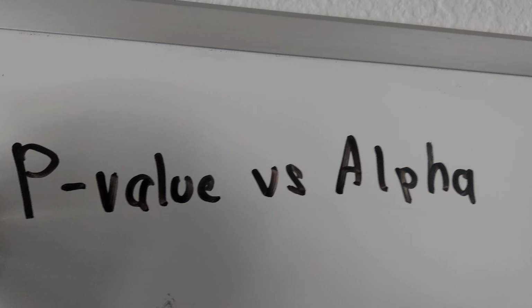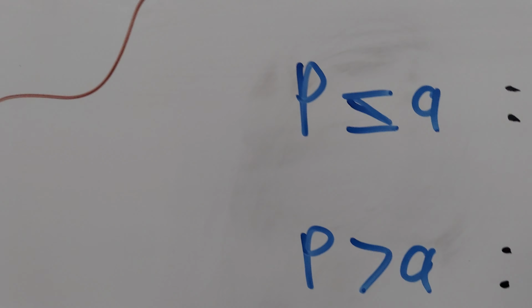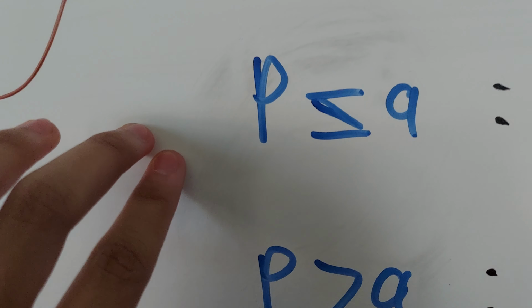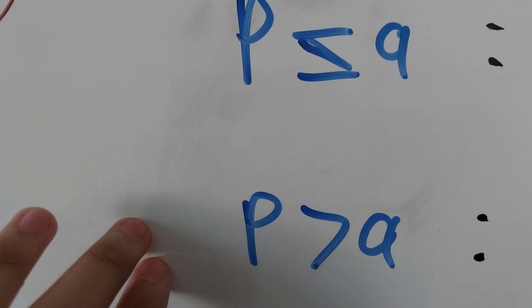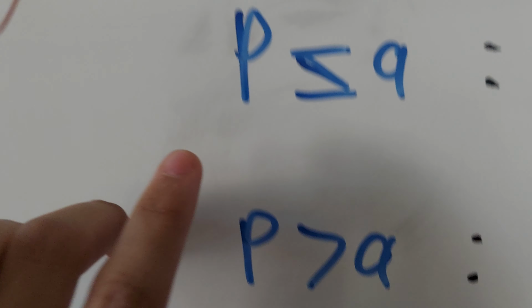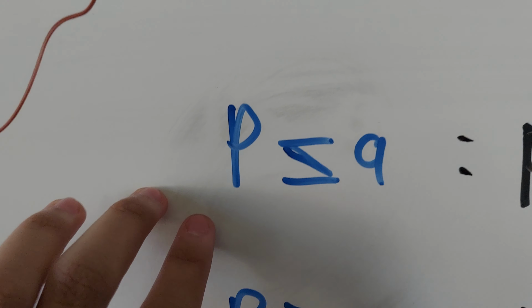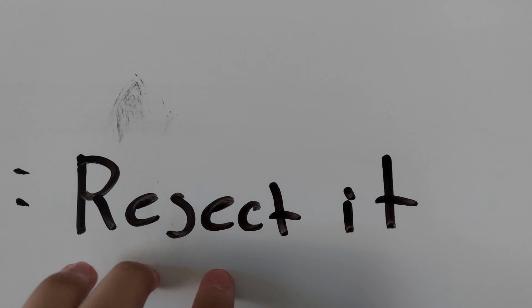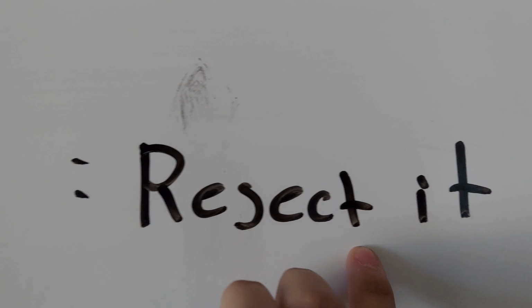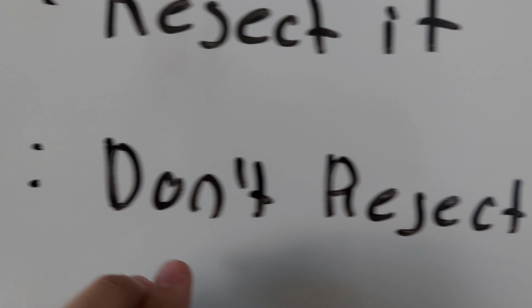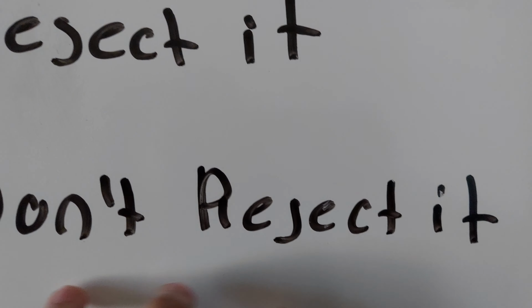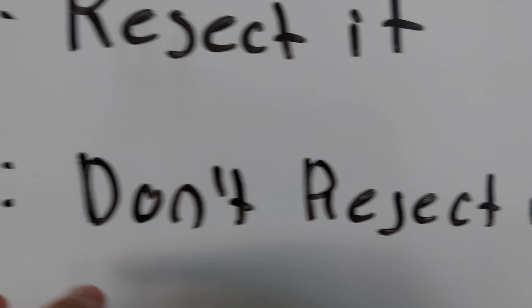And the way this is represented is like this. P-value is less than or equal to alpha, or p-value is greater than alpha. Now, p-value less than or equal to alpha means that we're going to reject the null hypothesis. Over here, p-value greater than alpha means we do not reject it. Don't reject the null hypothesis.